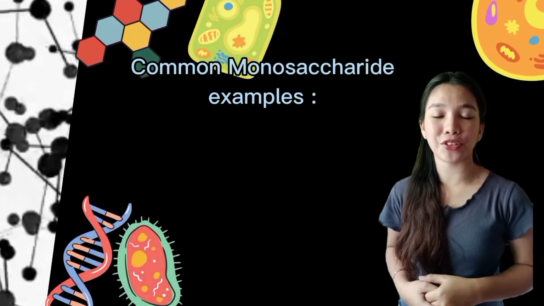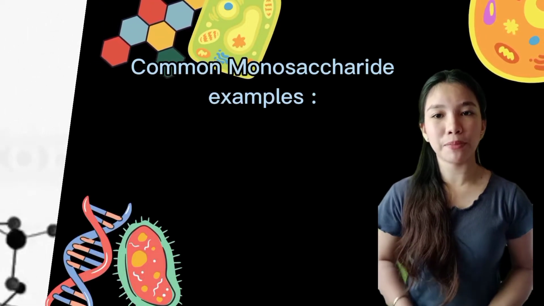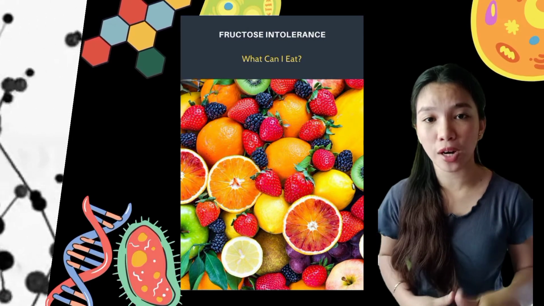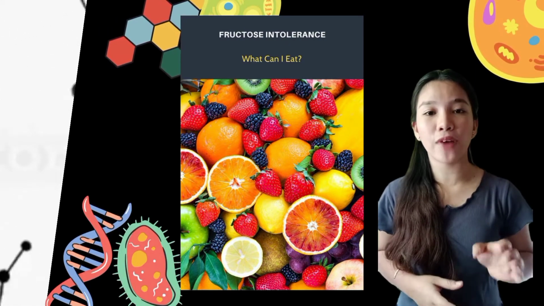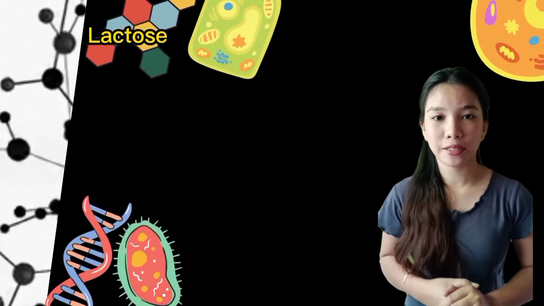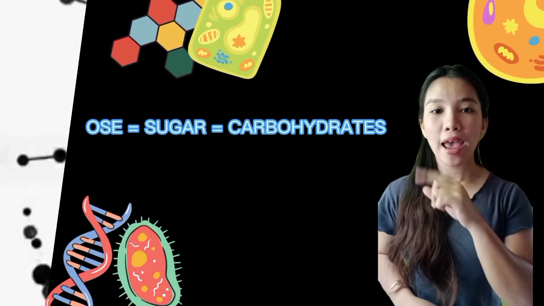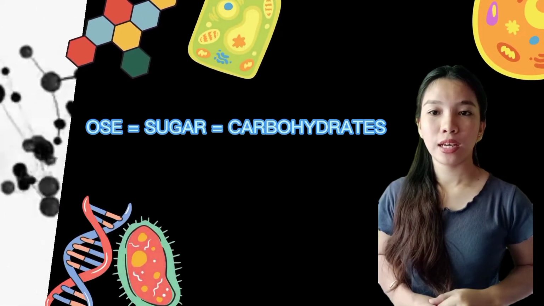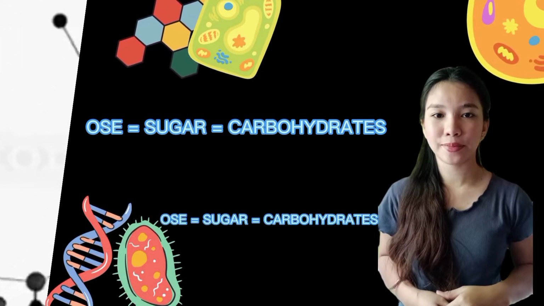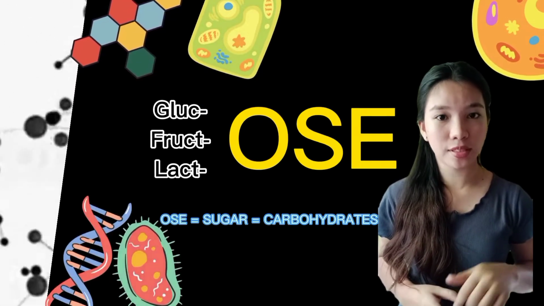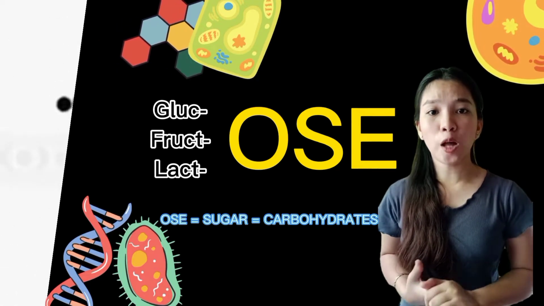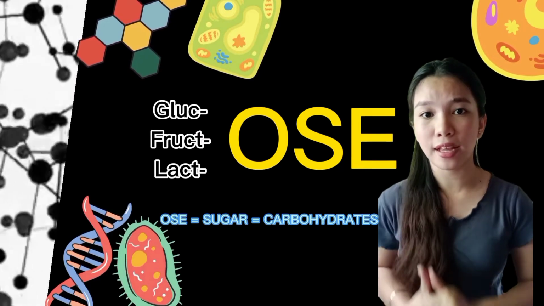Let's look at common monosaccharide examples. These building blocks are simple sugars such as fructose, which can be found in sugar molecules, glucose that can be found in fruits, and also lactose that can be found in milk. Always remember that the -ose ending equals sugar, and this -ose and sugar equals carbohydrates. Like for example glucose, fructose, lactose, and other molecules with -ose at the end.